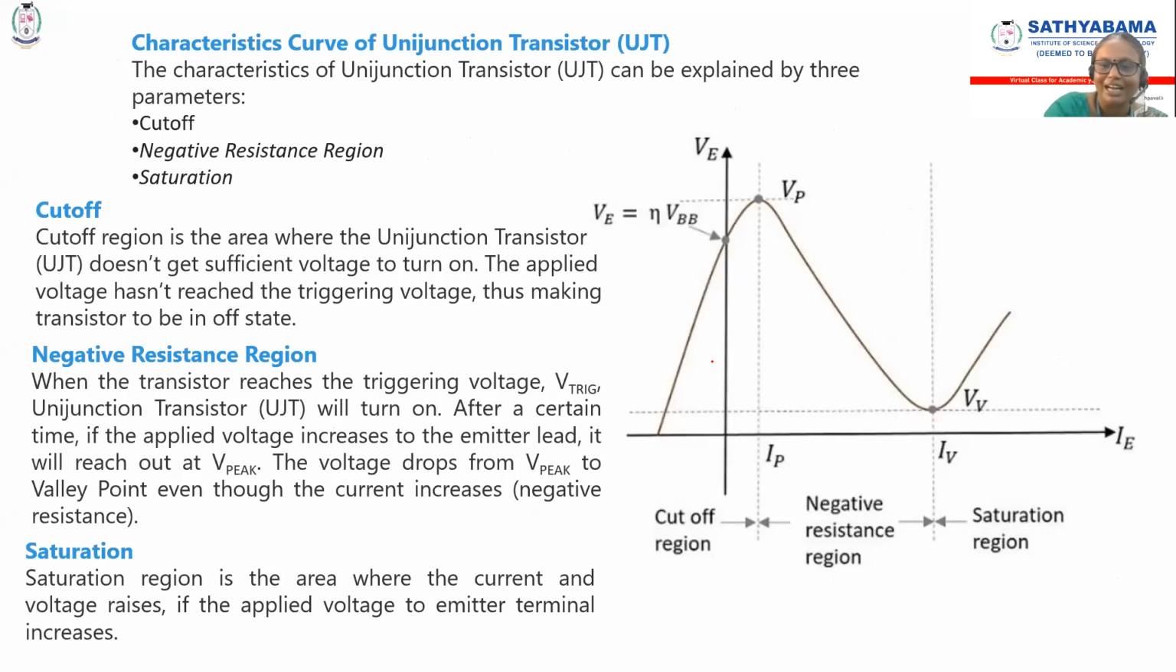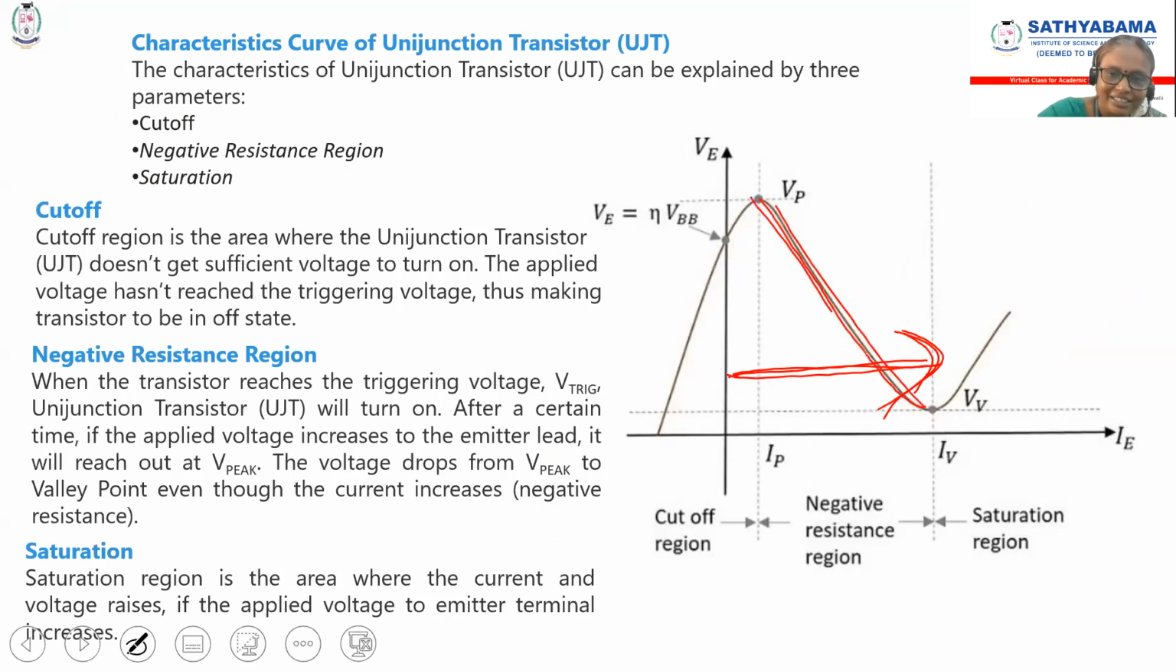But my current also increases. You just see, this is my x-axis, but my current will keep on increasing. So actually we will operate the UJT in this region only. This is the saturation region, where the current and the voltage rise if the applied emitter voltage increases. This is my negative resistance region, and this is my saturation region.